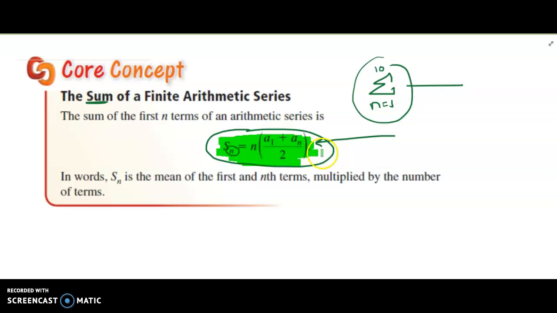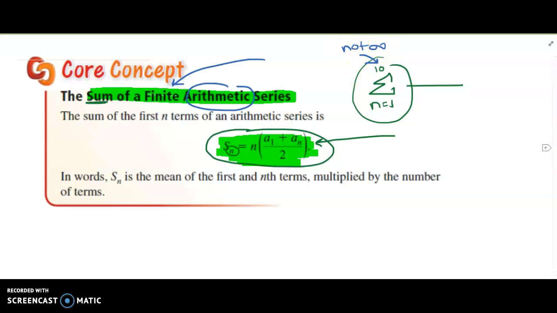You just need to know that this is the formula you use to find the sum of a finite arithmetic sequence. Finite just means that this number here is not infinity, so any number here will work. If this goes to infinity, we can't use this. But if it doesn't go to infinity, we can always use this formula. But this is only for arithmetic series.